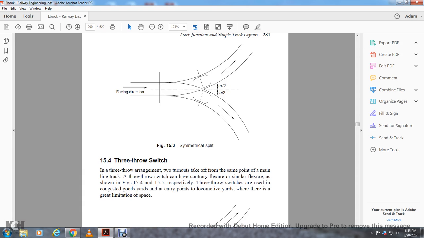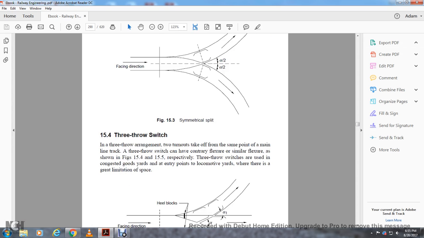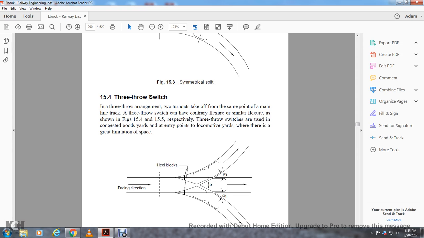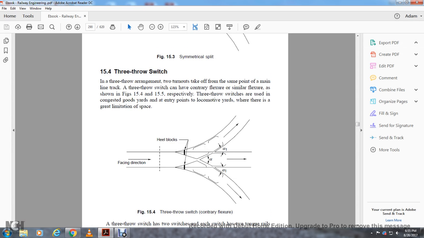Three-throw switch. The three-throw arrangement consists of two turnouts taking off at the same point from the main line track. Three-throw switches are used in congested goods yards, entries with locomotive sheds, where there is great limitation of space. This shows a three-throw switch of contrary flexure.